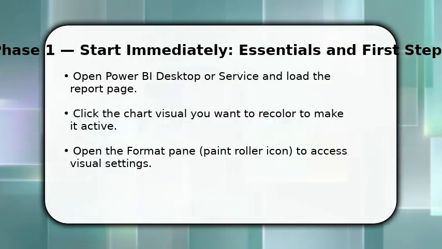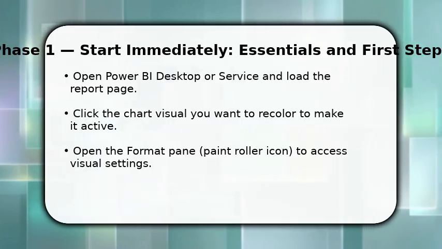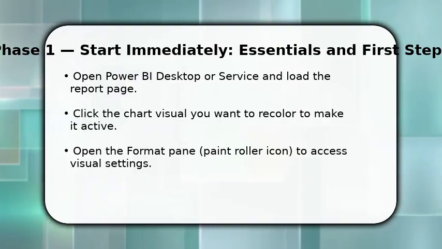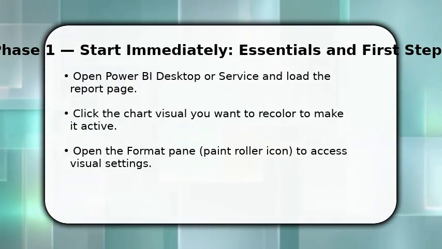You start by choosing the visual you will change. Click the chart so it's active. Once selected, open the Format pane using the paint roller icon. This is where color control lives.